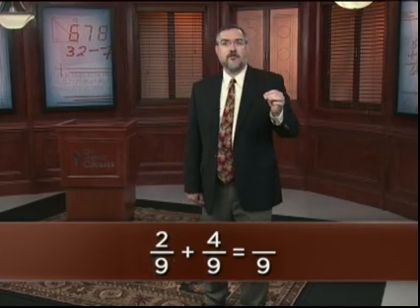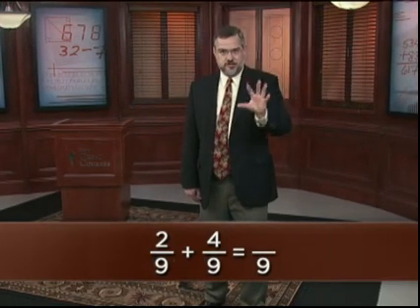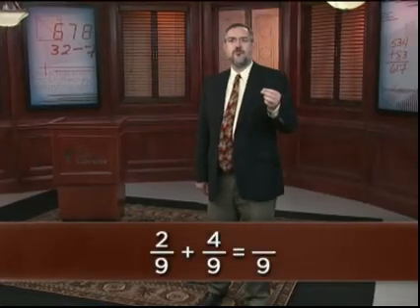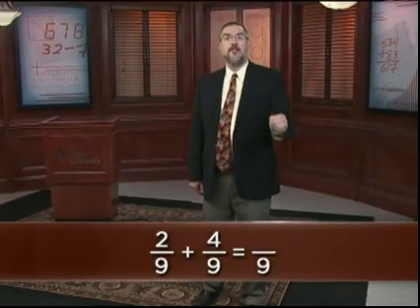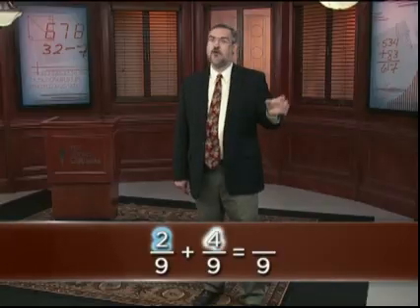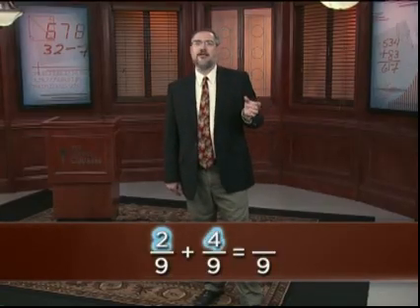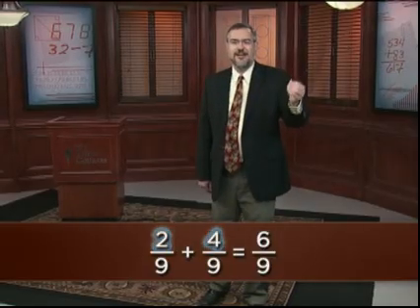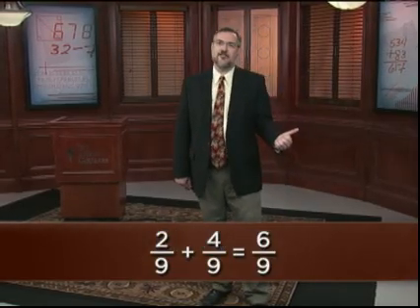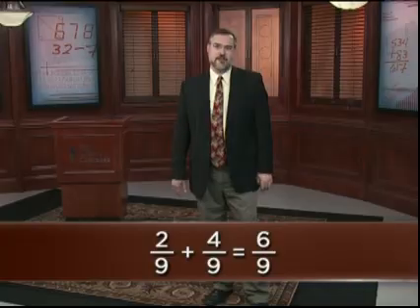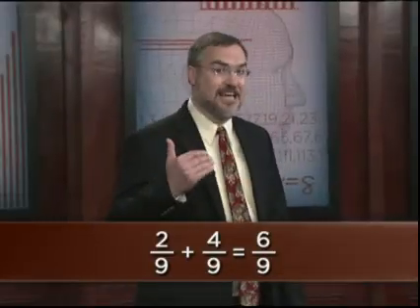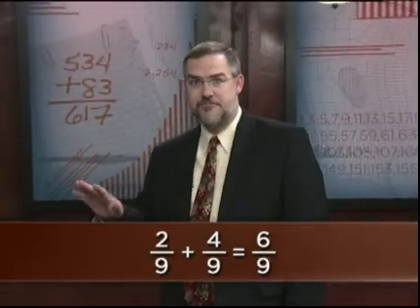Now, the numerator of my answer, since the two denominators are the same, is just the sum of the two numerators that we started with. That would be the 2 and the 4. When I add 2 plus 4, I get 6. Using that 6 as my new numerator and the 9 that we had in the denominator, I see that my answer is 6 over 9. Now you might be tempted to say, so that's the end? The answer is 6 over 9 and I'm done?